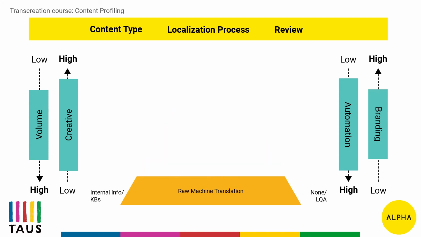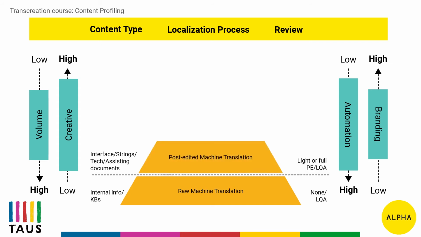The first tranche, at the bottom of the pyramid, is internal information and knowledge bases. This is high-volume content with low amounts of creativity. A cost-effective and appropriate process for translating this type of content is machine translation. And because this information is often internal or for information only, there is the option to use it raw, which means no review.